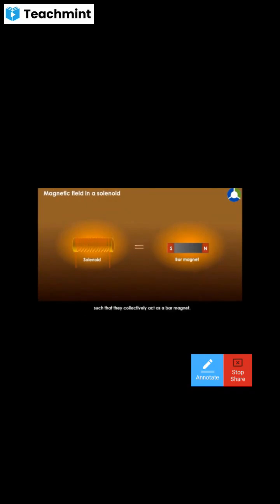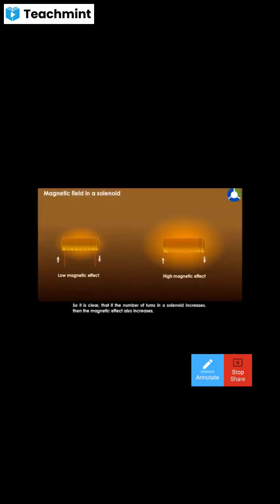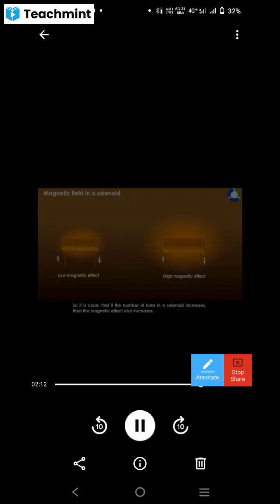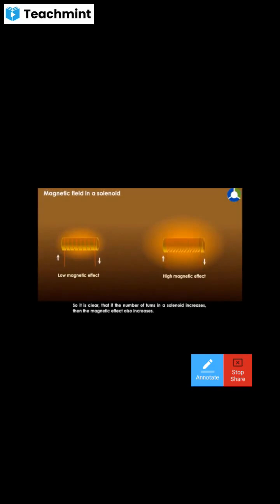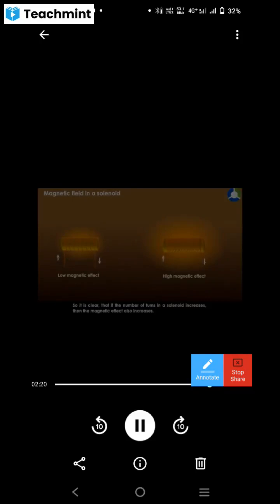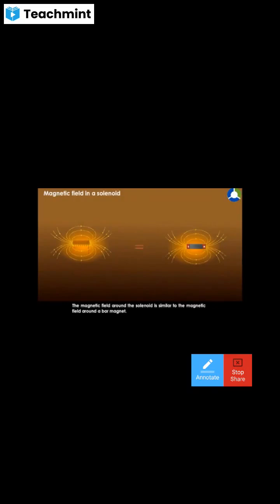So this solenoid is converted into a bar magnet. It becomes a bar magnet now. So a solenoid behaves like a bar magnet. If the current in the solenoid increases, then the magnetic effect also increases. Is it the same? Look, the two diagrams look the same now, don't they? This means the solenoid becomes a bar magnet if sufficient current is passed through the coil.